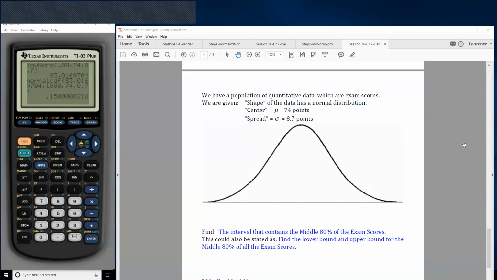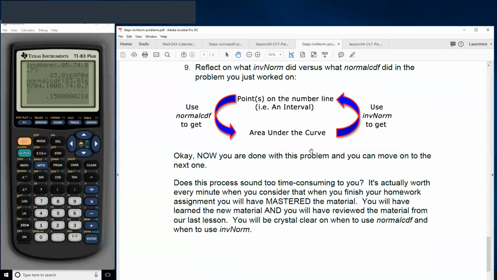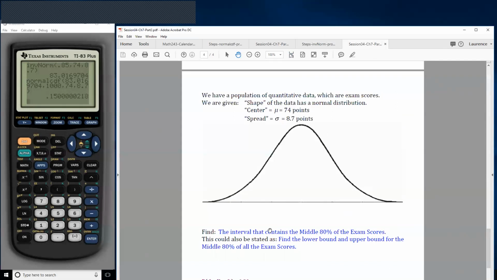Now, they want us to find the interval that contains the middle 80% of the exam scores. Now, you need to recognize that's an area under the curve because that's a proportion of the population. In other words, they gave me an area under the curve. I'm going to have to use inverse norm to get the interval that they're asking for because they want me to find the interval. So we're going to make ourselves a rough sketch.